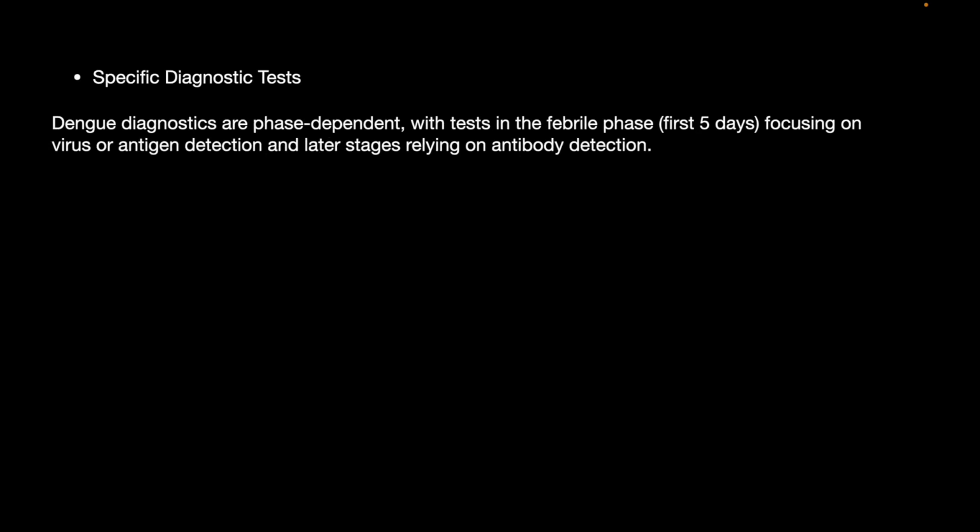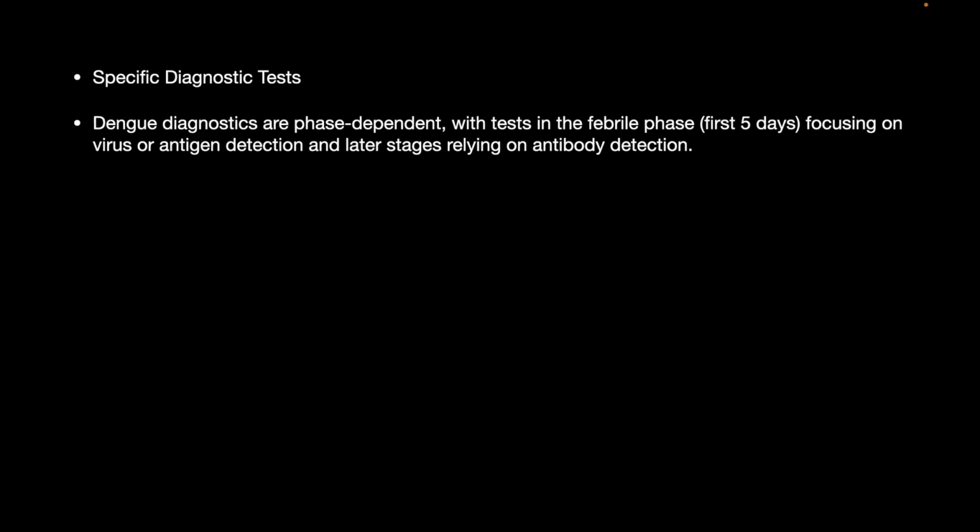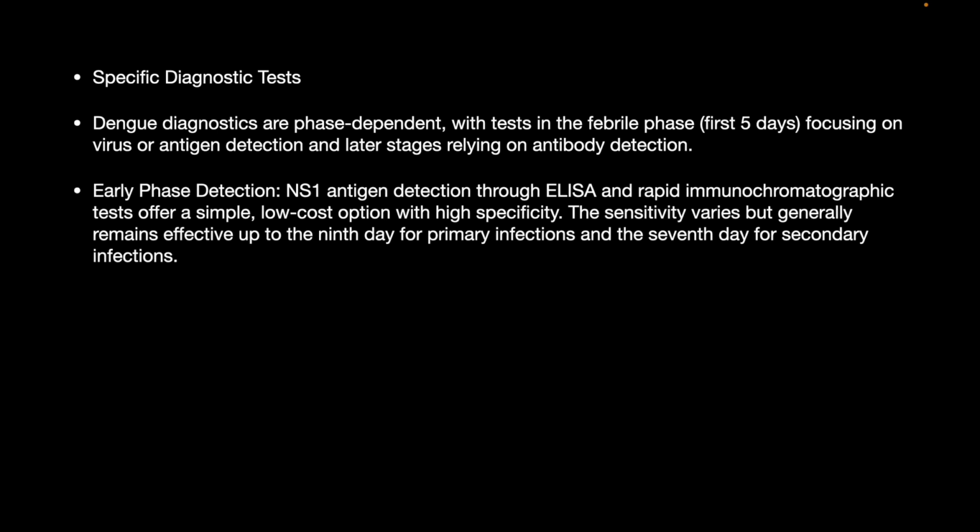Now, what is the diagnostic approach? There are some specific diagnostic tests which are phase dependent. That is, the febrile phase is the first 5 days, focusing on virus or antigen detection. The later phase relies on antibody detection. The early phase is NS1 antigen detection through ELISA and rapid immunochromatic tests, which are simple, low cost, and high specificity. The sensitivity varies but generally remains effective up to the ninth day.